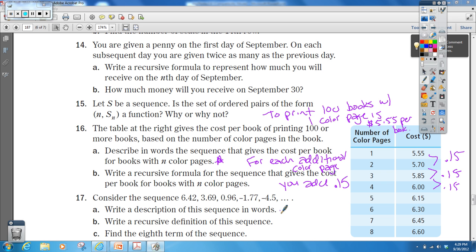So how do I write the formula? Well, T sub 1. You could use whatever letter you want. I almost always use T. T sub 1 is $5.55. The mystery term is T sub n minus 1 plus 15. Technically, you could have as many color pages as you want, I'm sure. N greater than or equal to, I already used 1, so I'm just going to say 2. There's the 4 parts. That was really sloppy.